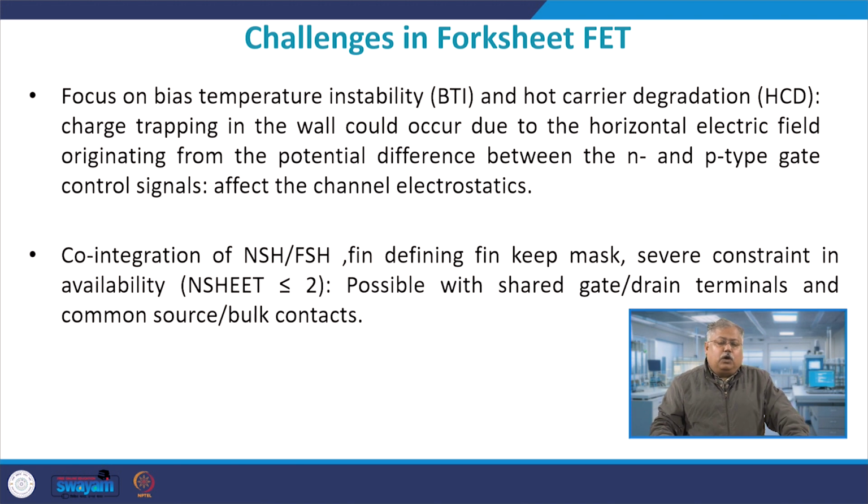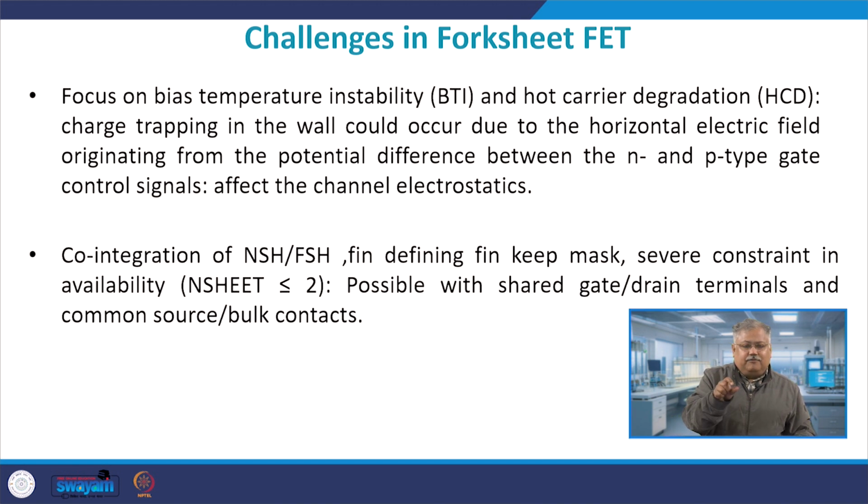Now if you want to co-integrate the Forksheet FETs with nanosheet FETs, then you have to define the mask, right? There are a large number of constraints. For example, typically for nanosheet FETs, anything larger than 2 or 3 is not expected to work very well. And then you can't have a shared gate and drain terminal and a common source and bulk terminal available to you. So what you do, you have the gate and drain terminals the same, and you apply the bias to it, and the source is always grounded, and the bulk is also grounded for all practical purposes.